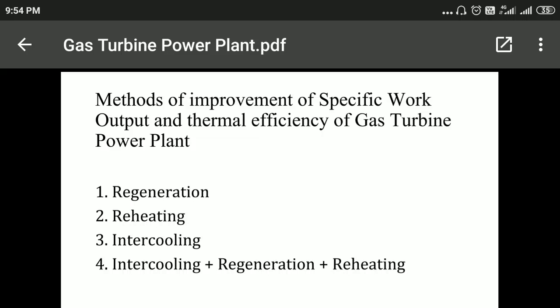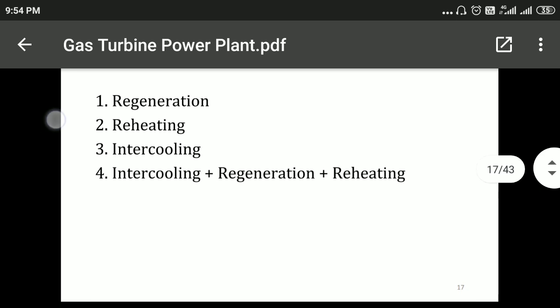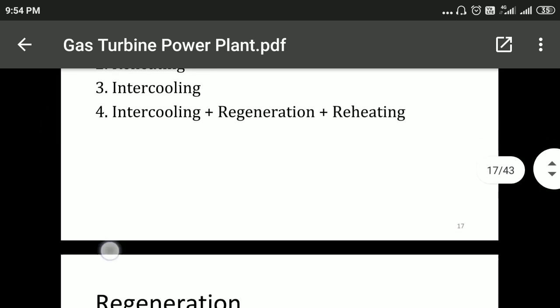Hello everyone. Today we will study the methods of improvement of specific work output and thermal efficiency of the gas turbine power plant. Basically, these methods are employed to improve the efficiency and performance of the gas turbine. The first method is regeneration, second is reheating, third is intercooling, and the fourth is the combination of all three. We will first study what regeneration is and how it is beneficial.